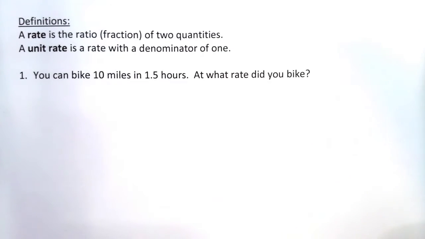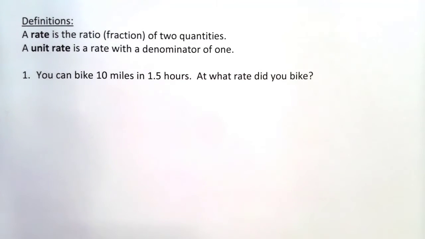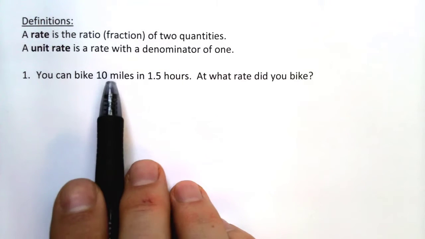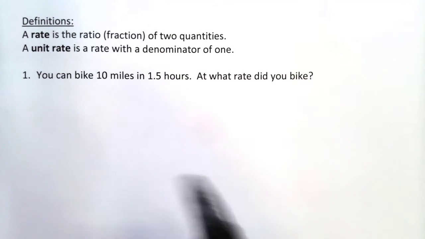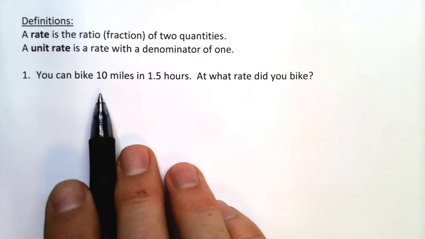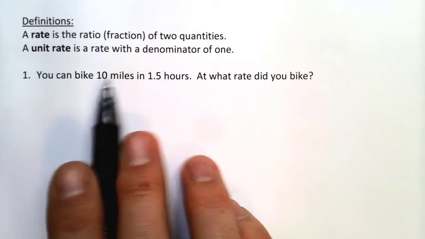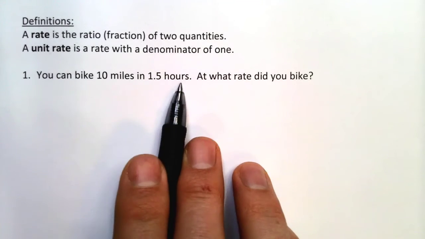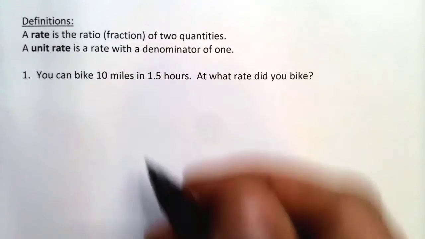The first problem says you can bike 10 miles in 1.5 hours. At what rate did you bike? So when we measure the rate of movement, we measure it in distance over time. So we're going to be looking at miles divided by hours. And so we'd usually read that final answer as miles per hour. And per just means divide by. All right, so that's what we have to do. The rate is just the fraction of this distance divided by this time, so 10 divided by 1.5.